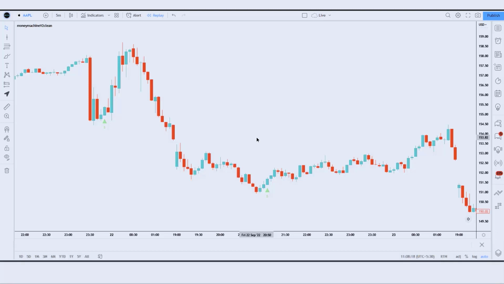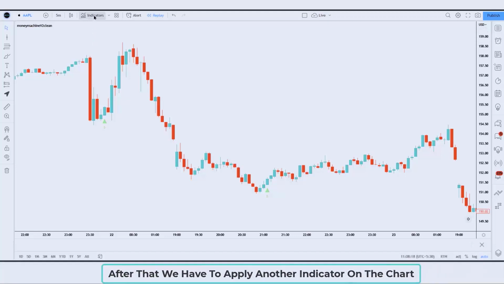Price action is a trading technique that allows a trader to read the market and make subjective trading decisions based on the recent and actual price movements, based on technical indicators. After that we have to apply another indicator on the chart.